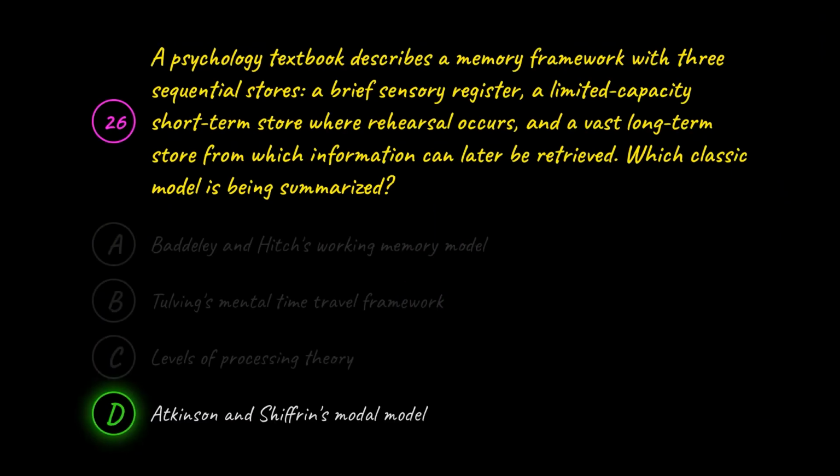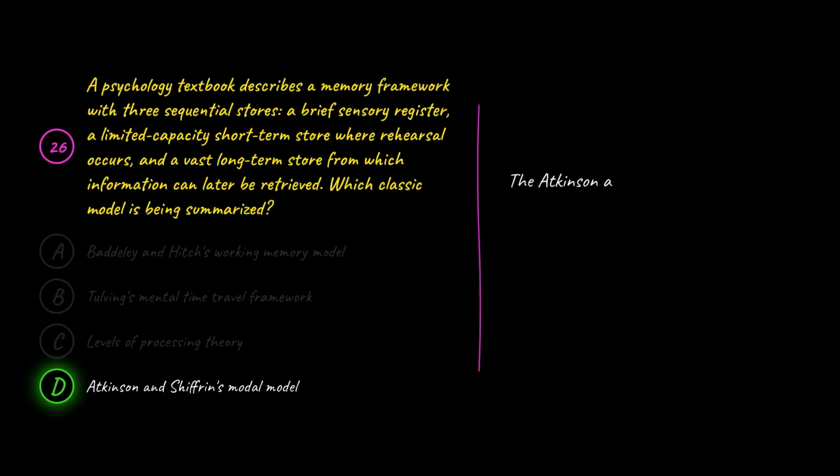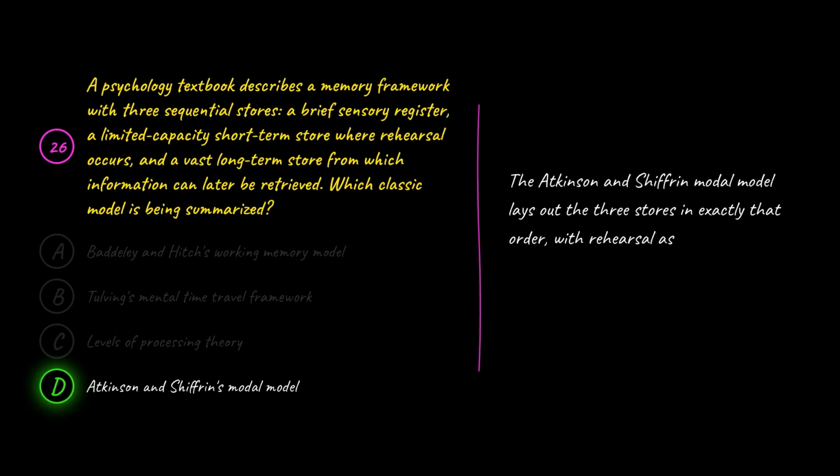The correct answer is D. Atkinson and Shiffrin's modal model. D is correct because the Atkinson and Shiffrin modal model lays out the three stores in exactly that order, with rehearsal as the mechanism that moves information from short-term to long-term storage.